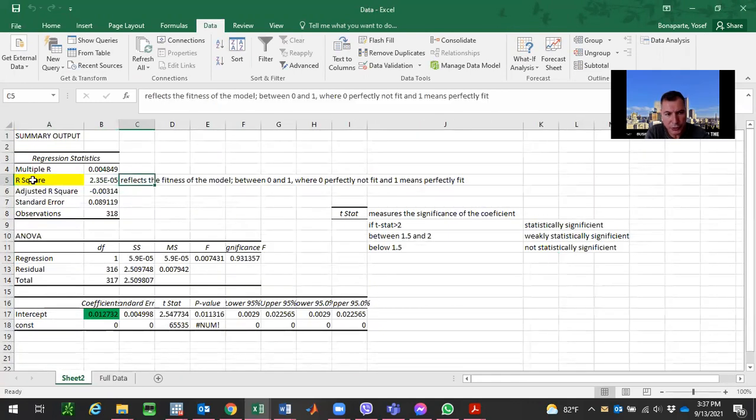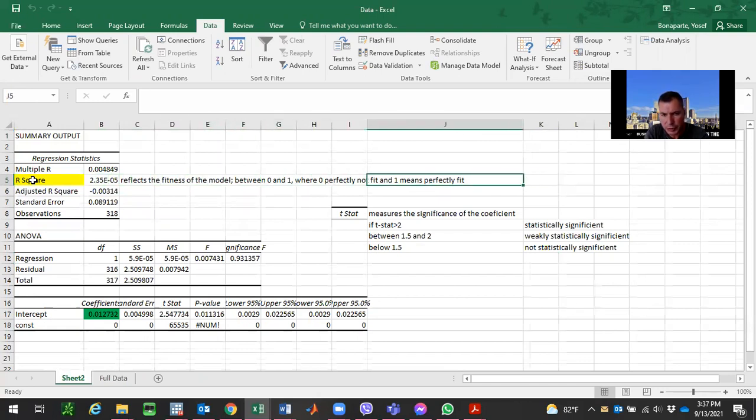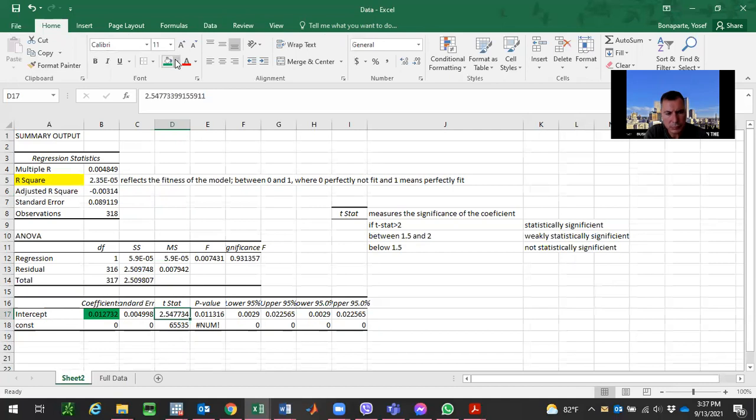So you can see R square reflects the fitness of the model between 0 and 1, where 0 means perfectly not fit, and 1 means perfectly fit. So the number will be between 0 and 1. This is a T stat. T stat measures the significance of the coefficient. If T stat is above 2, that means statistically significant. If it's between 1.5 and 2, weakly statistically significant. Below 1.5, it is not statistically significant.